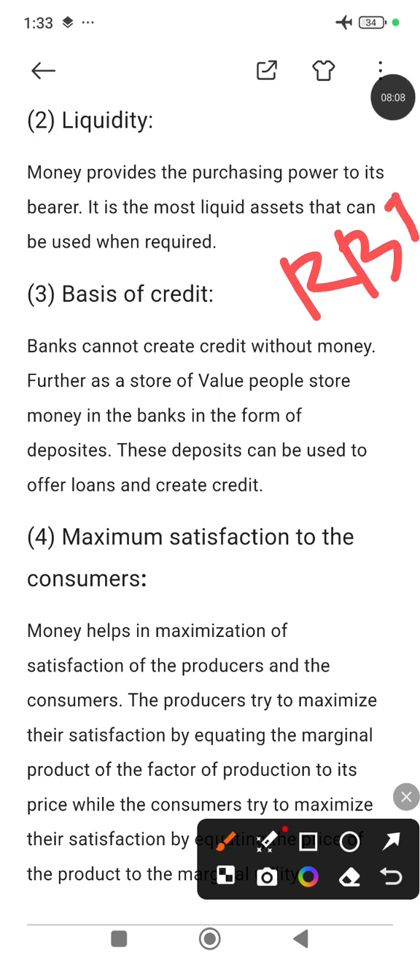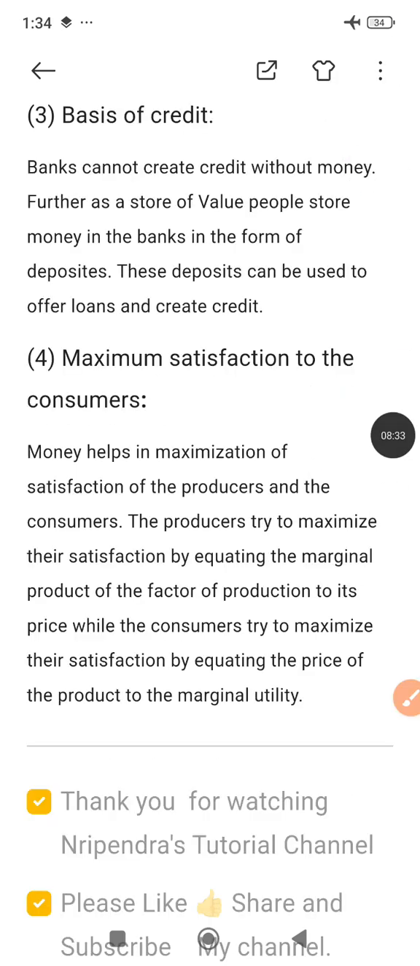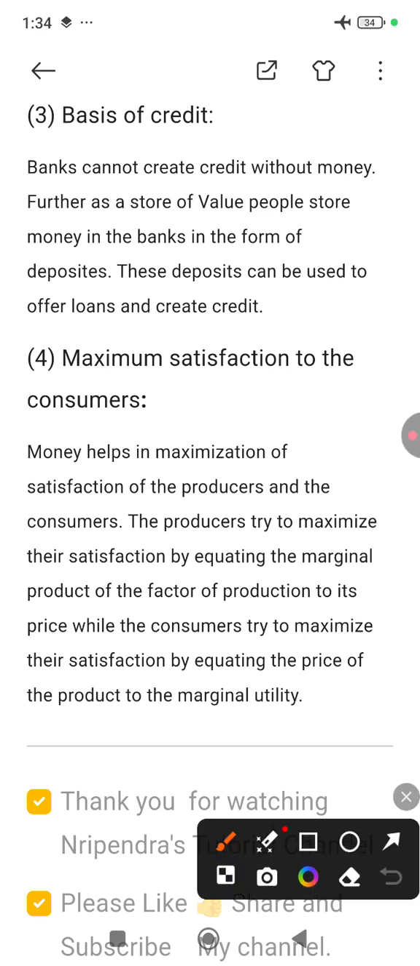So basis of credit: banks cannot create credit without money. Further, as a store of value, people store money in banks in the form of deposits. Clear? These deposits can be used to offer loans and create credit by the commercial banks. Last contingent function of money is maximum satisfaction to the consumers.